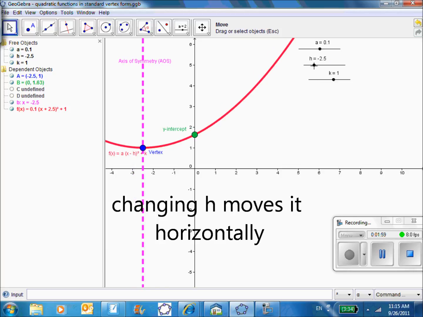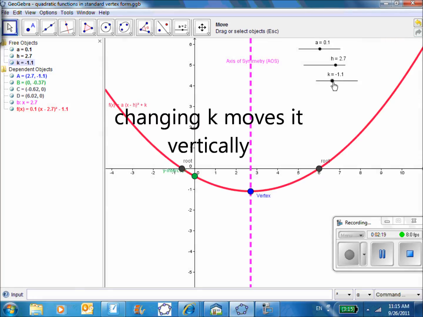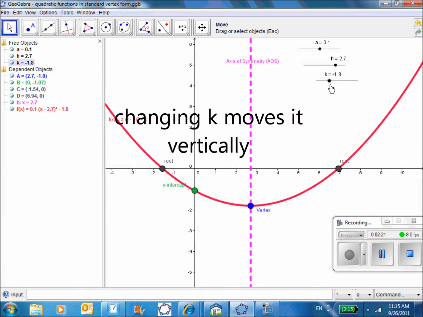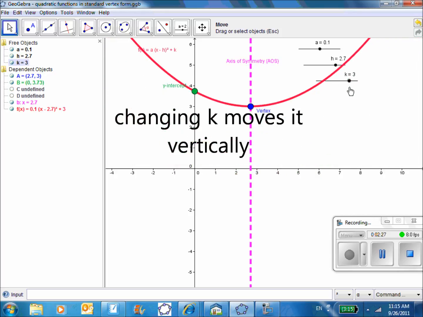Let's go down to H and K. Slide that around. It's changing the H. Slide the K around. What does sliding the K around do, Libby? Y values. Changes the Y values. How's it change the shape?